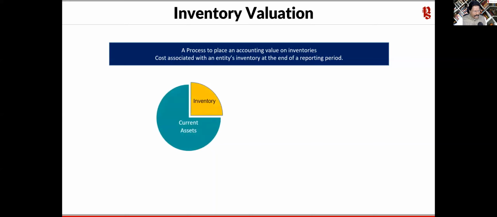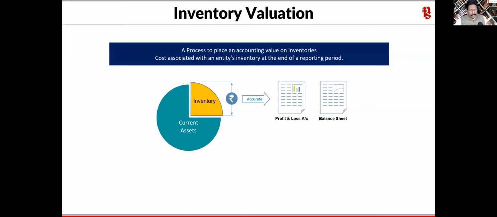Okay, why does inventory valuation play an important role? If we take the current assets, the majority of your current asset value is normally going to have your inventory as the major value. So it is very important for us to arrive at the inventory value. Appropriate or accurate valuation is very critical, because this value is the one which is going to be represented in your profit and loss account and in your balance sheet.